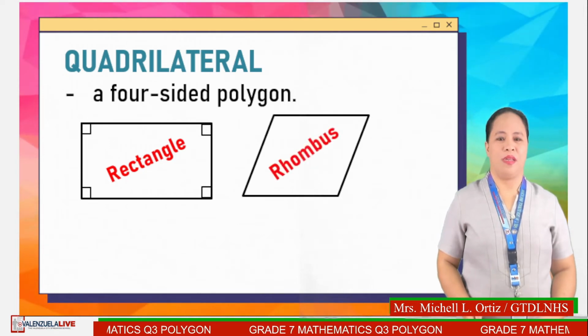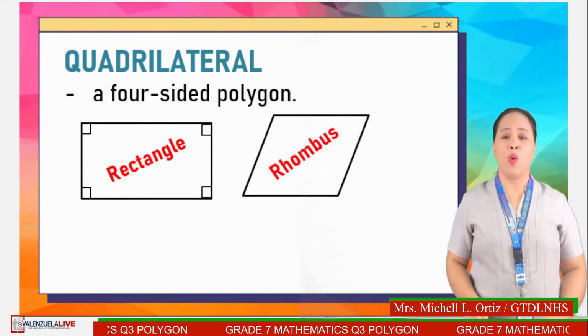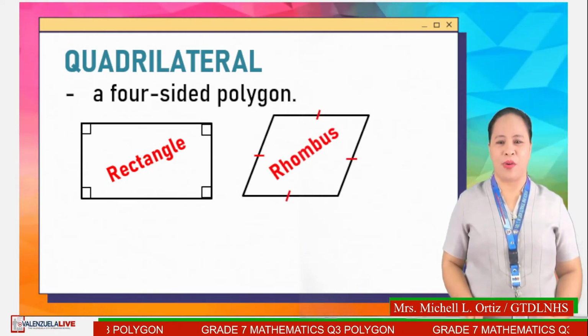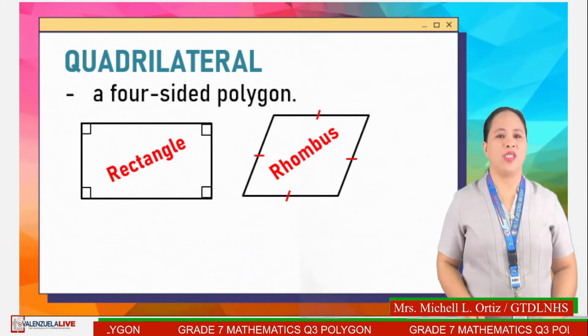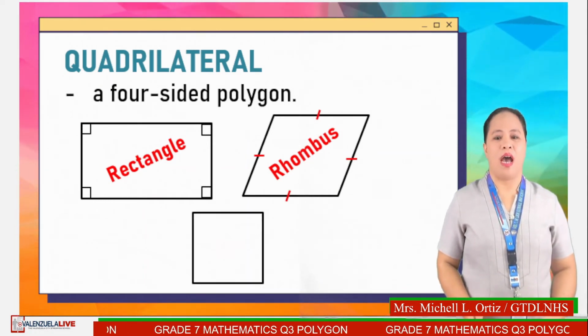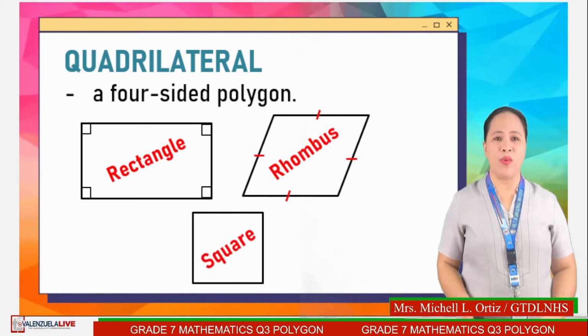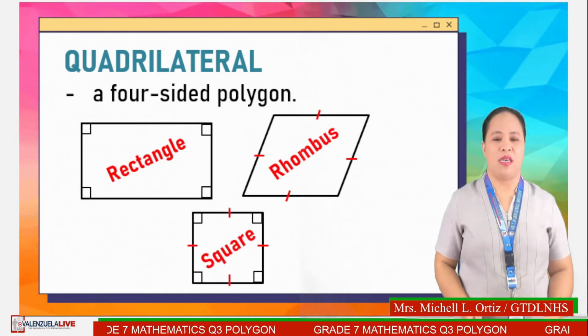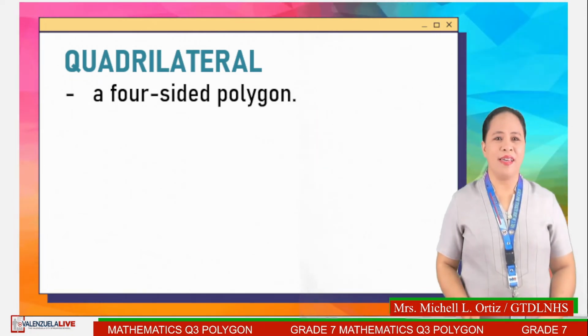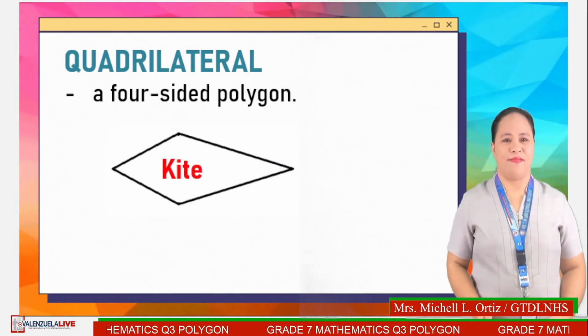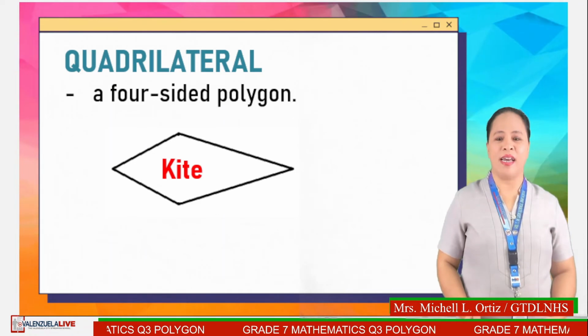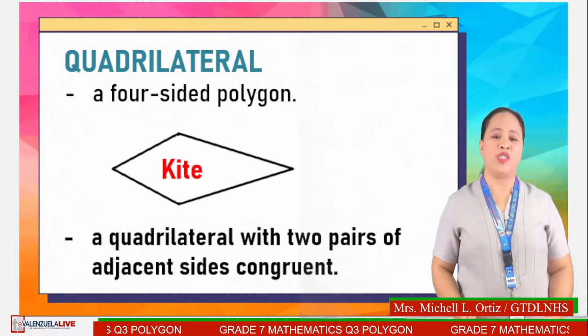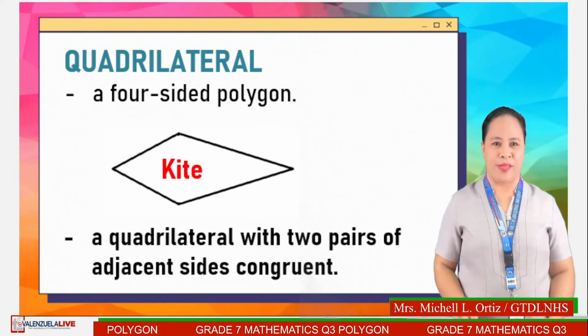Rhombus. A parallelogram with all sides congruent. Square. A parallelogram with congruent sides and congruent angles. Lastly, the kite. A quadrilateral with two pairs of adjacent sides congruent.